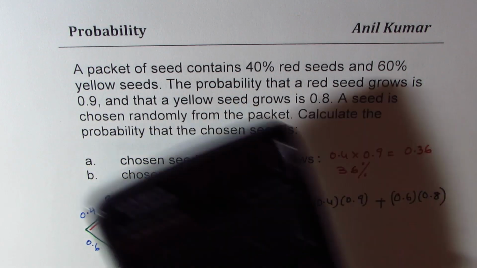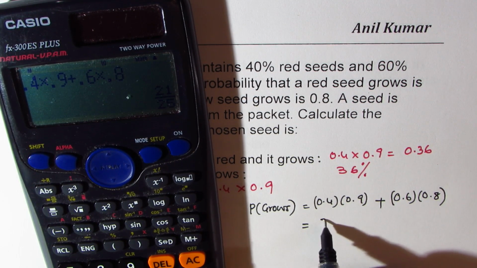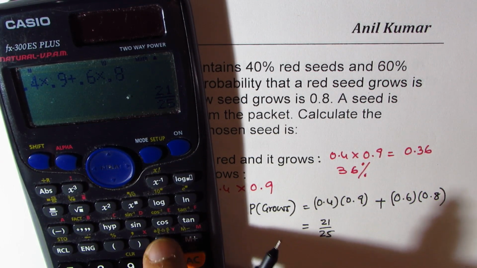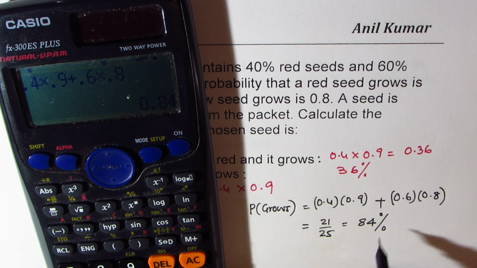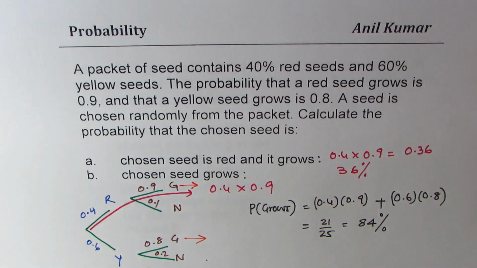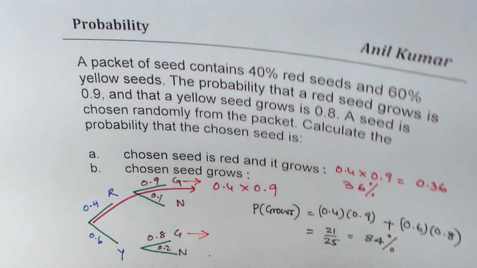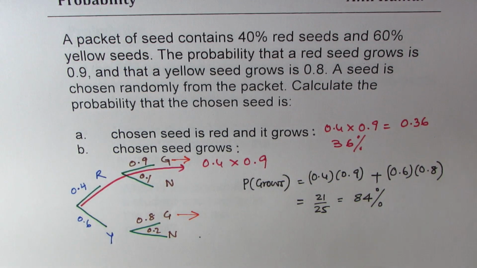So let's find this out. So we have 0.4 times 0.9 plus 0.6 times 0.8, which is equal to 21 over 25, and in decimals it is 0.84, so it is 84%, right? So that is how this question could be answered. So you could straight away also answer this question, or you could make a tree diagram as we did in this case to answer.